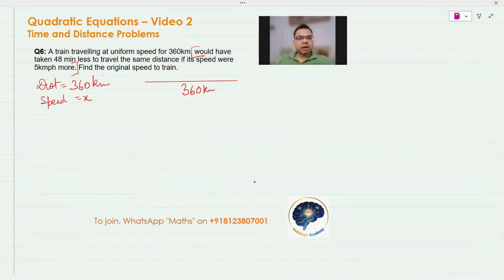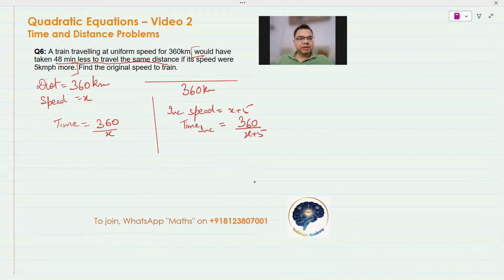Okay. Now, time taken is 360 upon x, right? Now it says it would have taken 48 minutes less to travel the same distance if its speed were 5 km more. So increased speed equals x plus 5. Therefore, time at increased speed is 360 upon x plus 5.